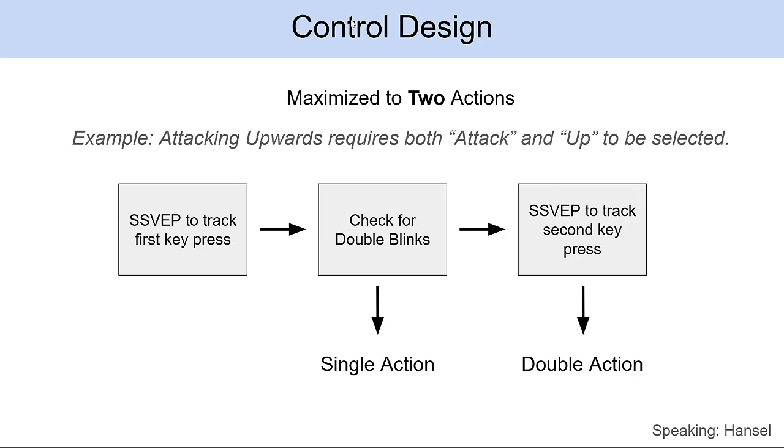The user can actually select 2 actions at once, since a large part of the game is about doing multiple things at once, like attacking in a certain direction. Our final control system allows the user to choose one action, then either double blink to confirm the action, or wait a second or two, allowing them to choose a second action that will be executed in sequence.